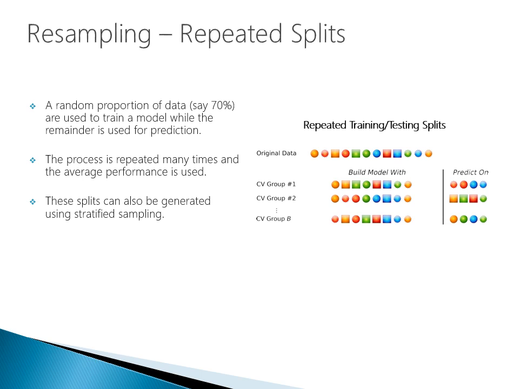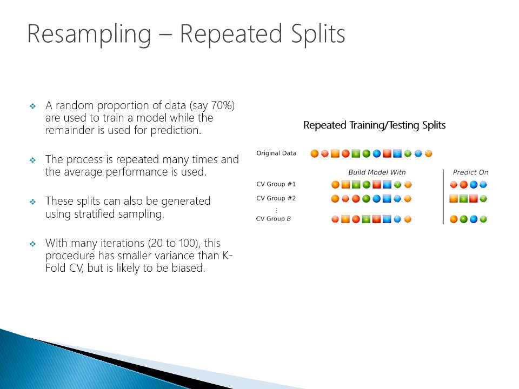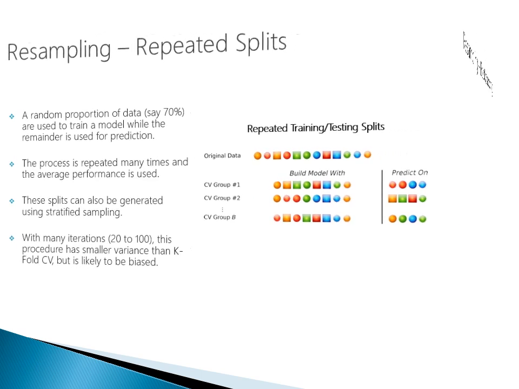These splits can also be generated using some type of stratified sampling technique. And we continue and repeat this process over and over through many iterations, generally somewhere between 20 and 100. And through the averaging, we find that the procedure has a smaller variance than k-fold cross-validation, but it is likely to be biased.